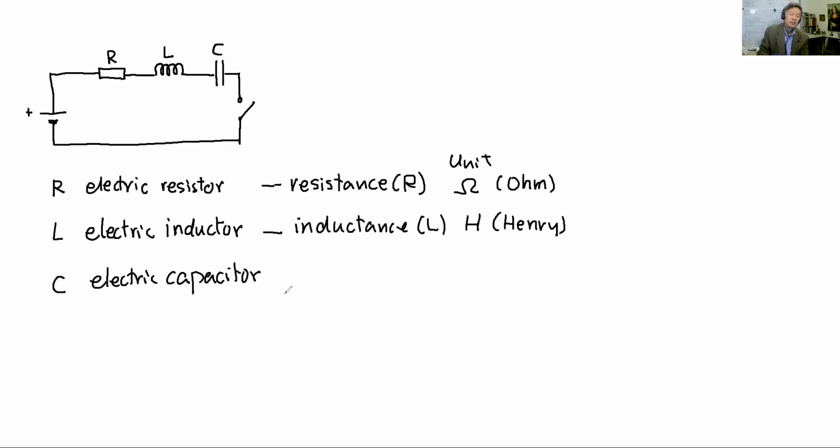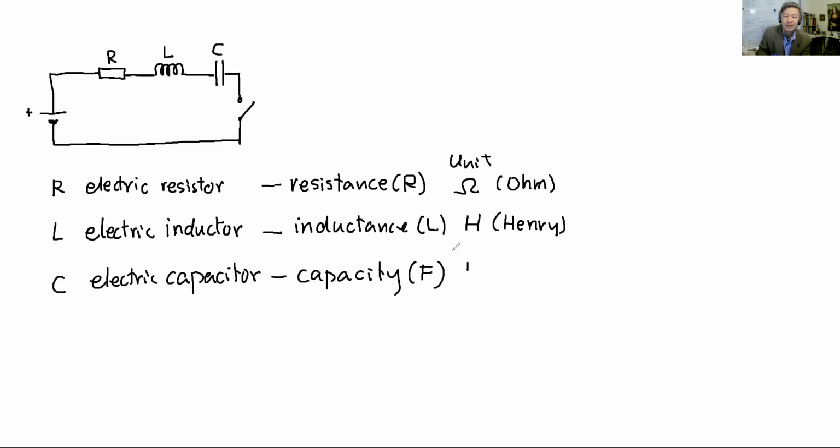Now how about the capacitors? The value of the capacitor in the circuit is called capacity, how much it can store. We'll talk about how to define and study capacity. Can you guess the unit of capacity? F. What is F? Faraday. That's right.